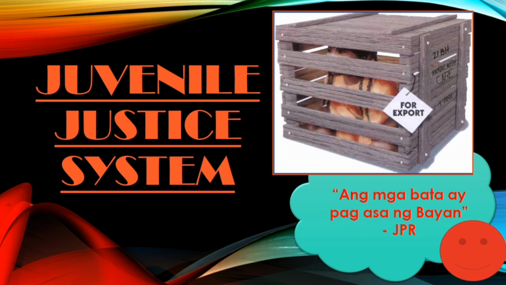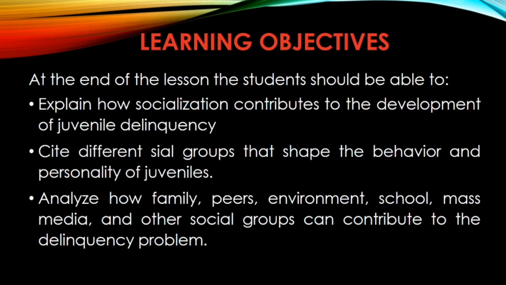To continue our topic based on our prelim coverage, our learning objectives at the end of the lesson: the student should be able to explain how socialization contributes to the development of juvenile delinquency, cite different social groups that shape the behavior and personality of juveniles, and analyze how family, peers, environment, school, mass media, and other social groups can contribute to the delinquency problem.